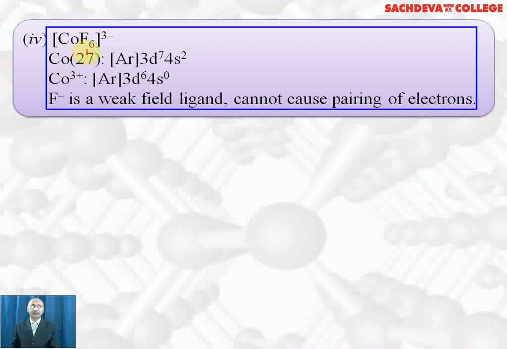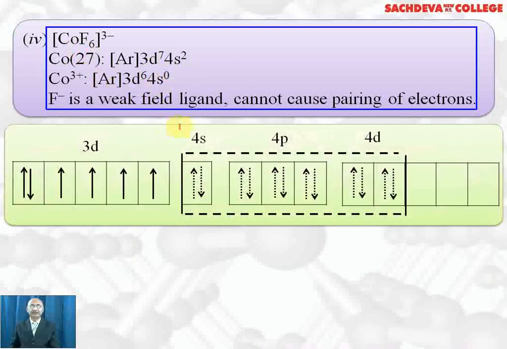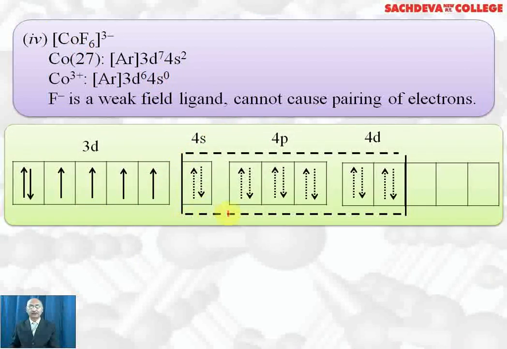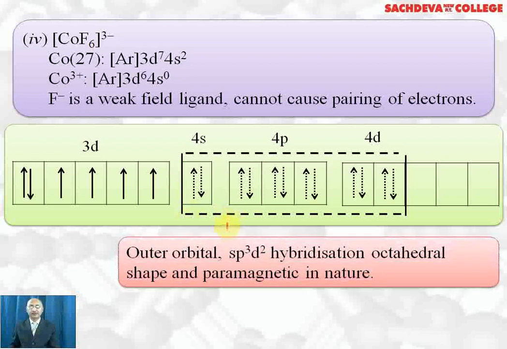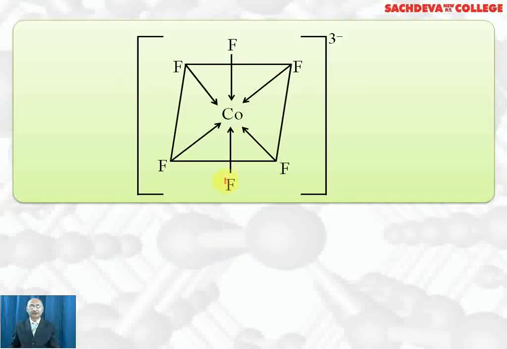Hexafluoridocobaltate(III): cobalt 3d7 4s2, cobalt(III) 3d6. Fluoride being a weak field ligand cannot cause pairing of electrons. It will have 4 unpaired electrons. Hybridization is sp3d2. It is an outer orbital complex, paramagnetic in nature, having octahedral shape. This is the shape of the complex.